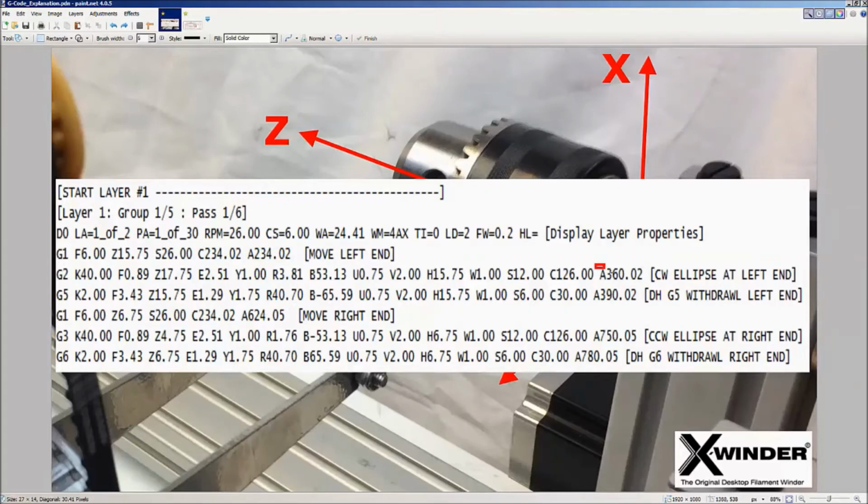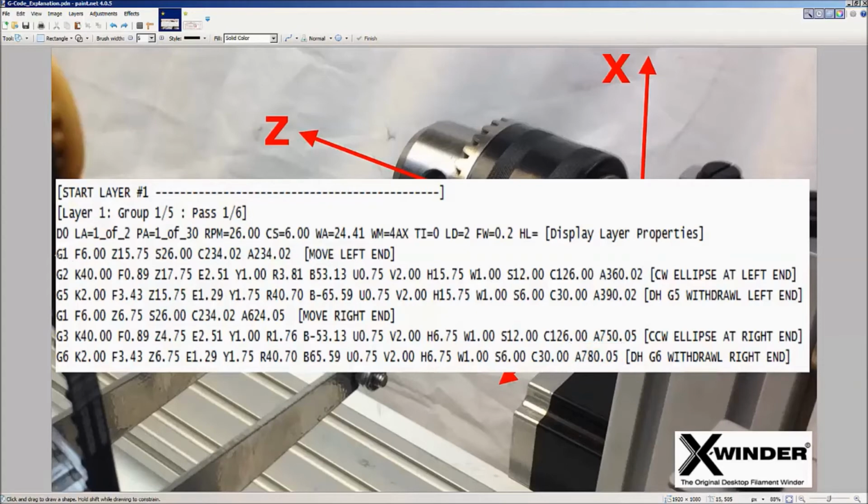In fact, you can see that the last angle of all of these commands, or the last parameter of all of these G commands, is the total cumulative angle. Now the mandrel has gone through 624 degrees, now it's at 750 and so forth, and now it's at 780.